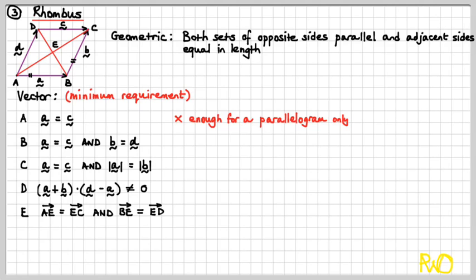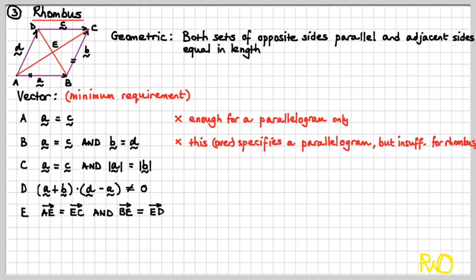Yeah, okay. That option B, I mean. It's saying vector A equals C and B equals D. Yeah, that's okay. That's fine. That also specifies, in fact, it over-specifies a parallelogram, but it doesn't tell you that it's a rhombus. Okay? No good. What about option C?